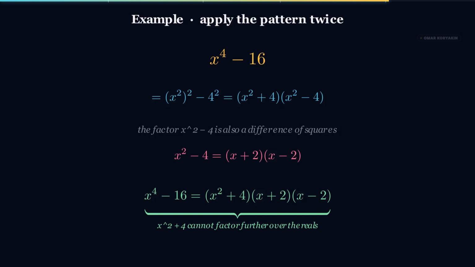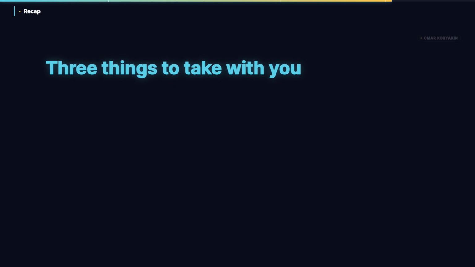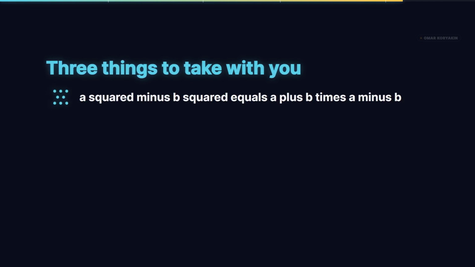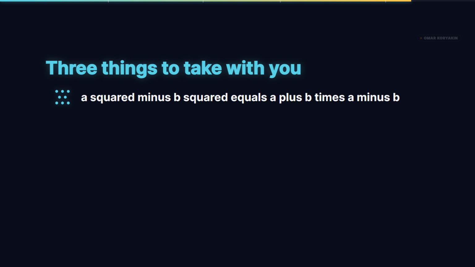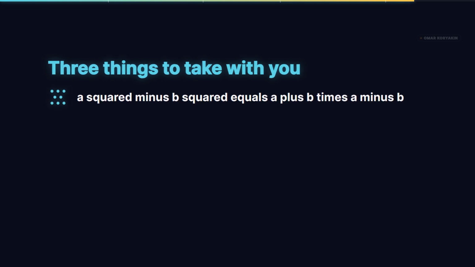Three takeaways for the difference of squares pattern. They cover the formula, the recognition test, and the limitation. The formula is a squared minus b squared equals a plus b times a minus b. Memorize it. It shows up in nearly every section that follows. Whenever you see two perfect squares connected by a minus sign, the factorization is one line of work.